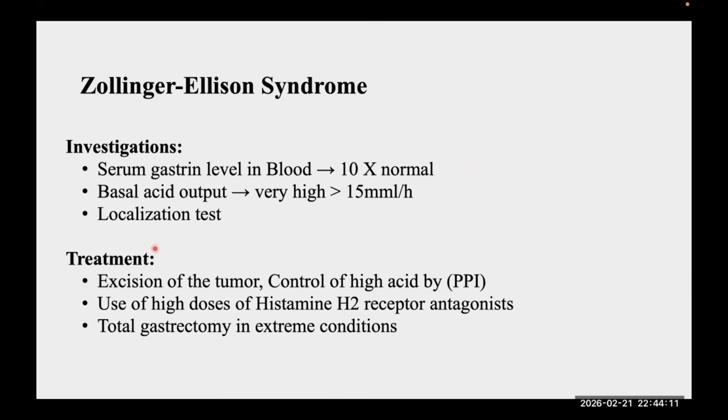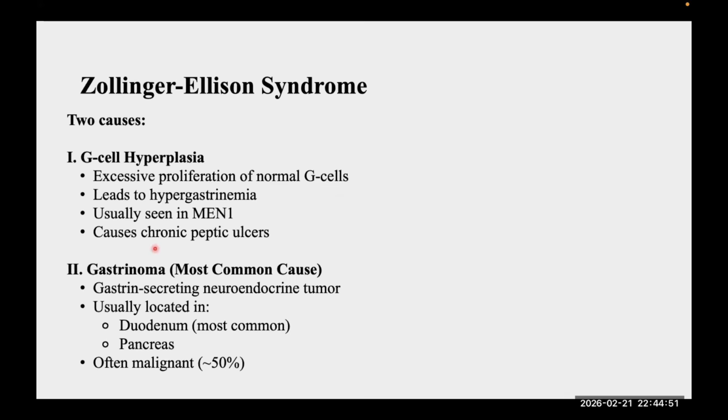Now let's discuss Zollinger-Ellison syndrome. This is the syndrome that I told you about, where there are gastrinomas, and there are also ulcers in the duodenum and in the jejunum. Serum gastrin levels in the blood will be 10 times the normal. Basal acid output is going to be very, very high, more than 15 millimole per hour. The treatment is basically to remove the tumor, and you need to give the patient PPIs because gastrin stimulates the stomach to release acid. So you want to lower the amount of acid release as much as possible, and you give the patient PPI, or you can give them a histamine receptor antagonist as well. In very extreme conditions, they actually need to remove the stomach, or total gastrectomy, because the stomach is the one that is releasing the acid.